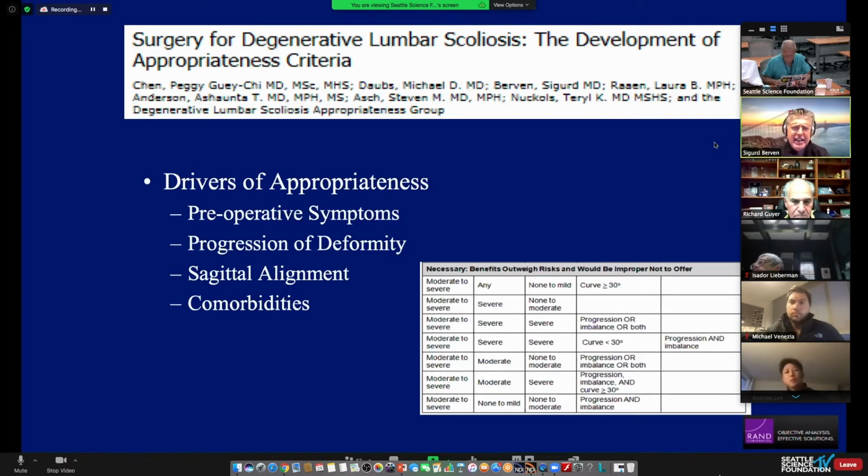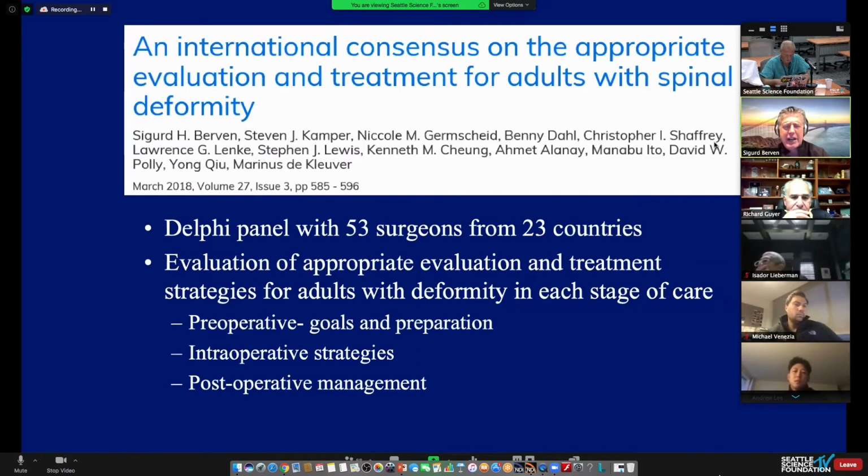And to that end, we went through a whole series of cases with a multidisciplinary panel, and those are the primary considerations with regard to whether or not surgical intervention was appropriate. And then the question became how extensive a surgery to do.